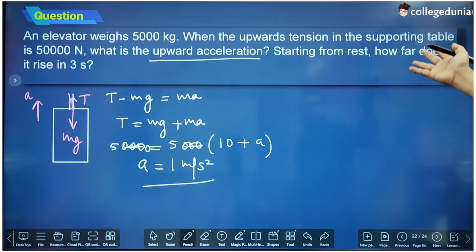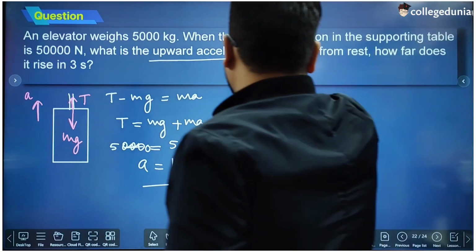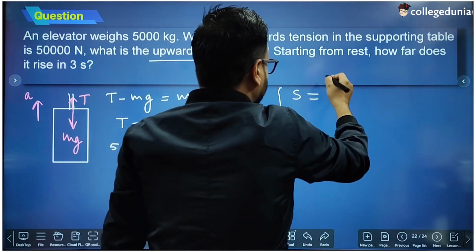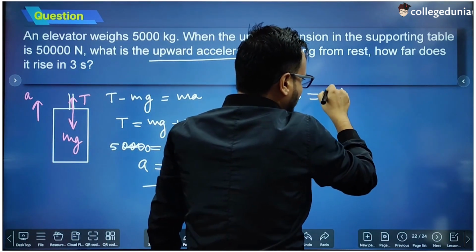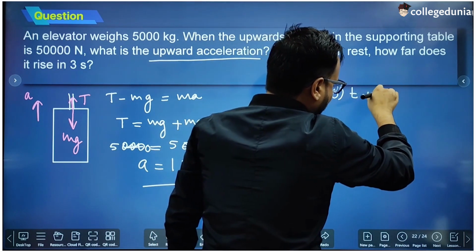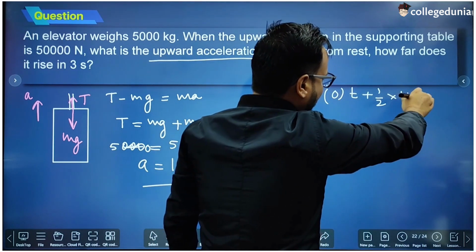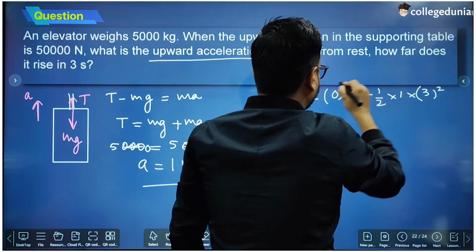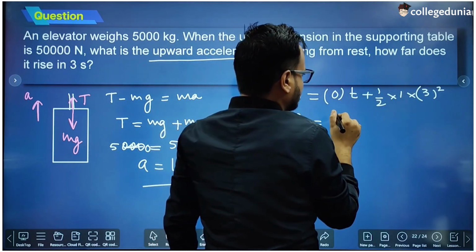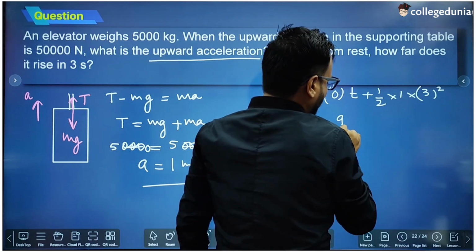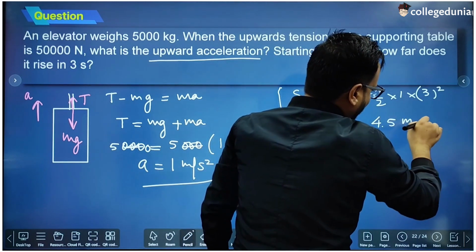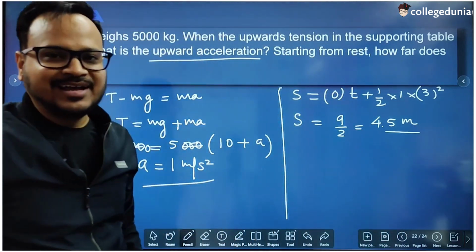And starting from rest, how far does it rise in 3 seconds? So we know the acceleration, we know the time, so we will apply the second equation. Starting from rest means u is 0, ut plus half a t square. So starting from rest, it is going to move in 3 seconds by a distance of 4.5 meter.